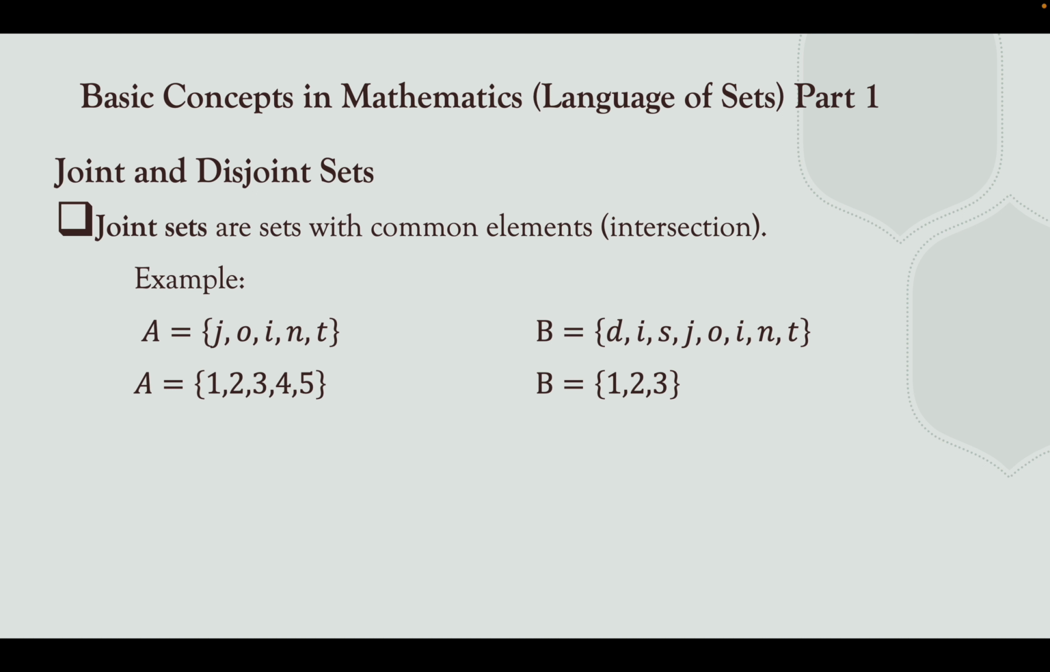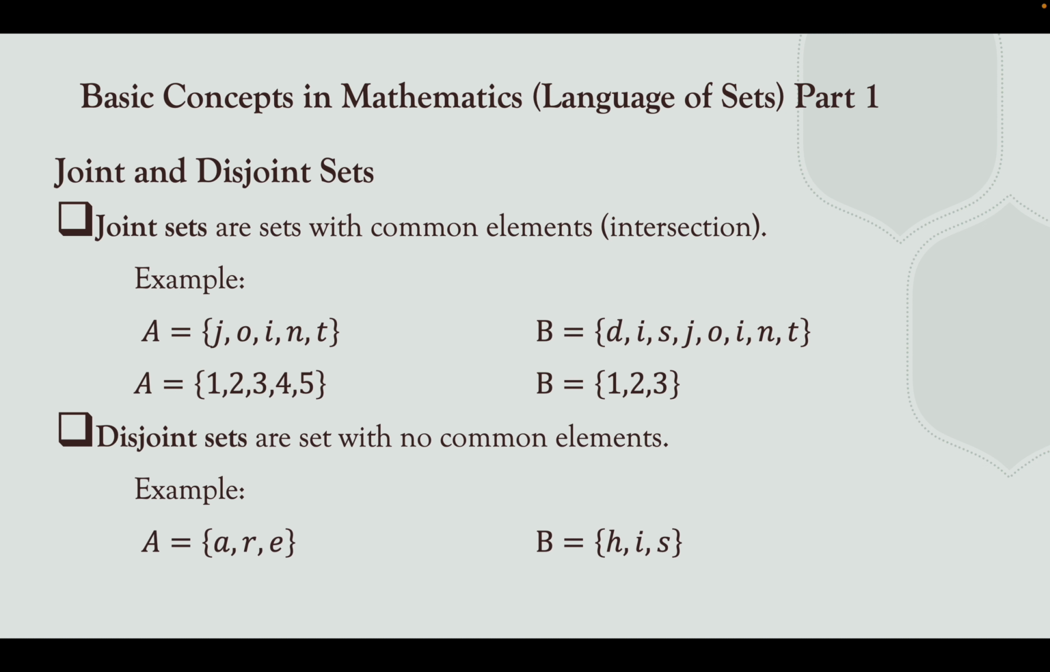So what are disjoint sets? Disjoint sets are sets with no common elements. So let's have an example. Set A we have A, R, and E. Set B we have H, I, S. If you look at the given sets, they do not have common elements. Another example, set A we have 11, 12, 13, 14. Set B we have 15, 16, 17, 18. As you observe, they have no common elements. So that is an example of disjoint sets.